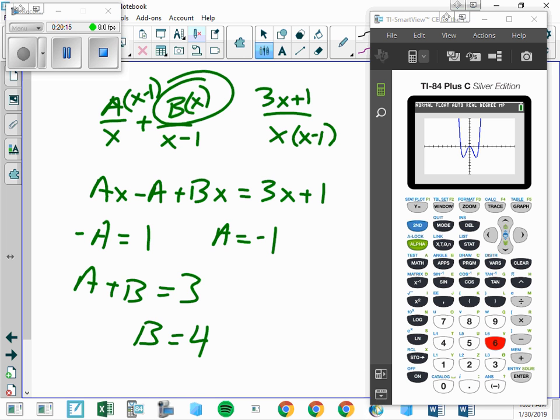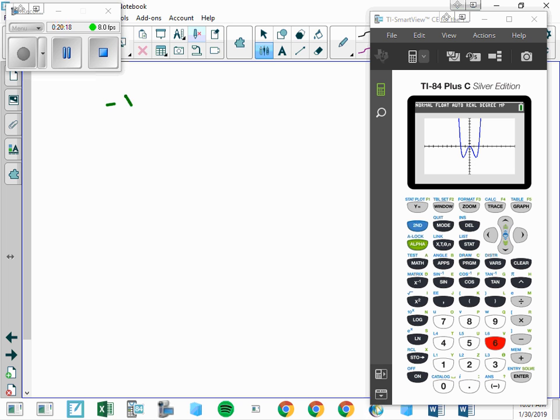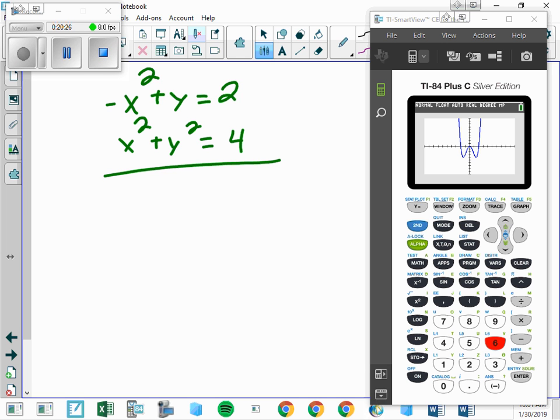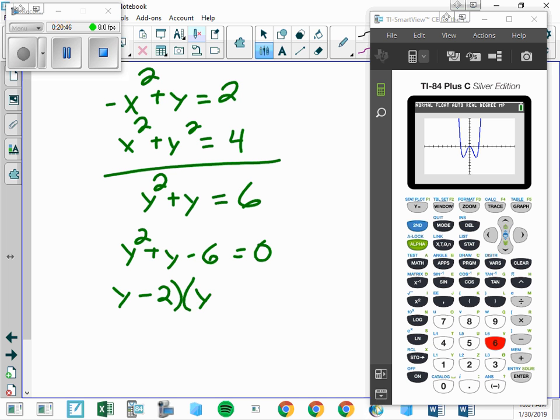Okay. Number 18, I'll do that one. Negative x squared plus y equals 2, and x squared plus y squared equals 4. We're just going to add the two equations together using elimination, and I get y squared. Wow. Let's try that again. Y squared plus y equals 6. So y squared plus y minus 6 equals 0. Y minus 2 and y plus 3. So y equals 2 and negative 3. And that's what it wants.